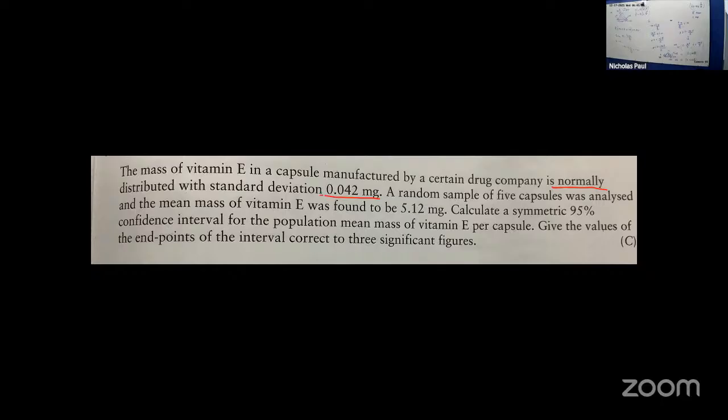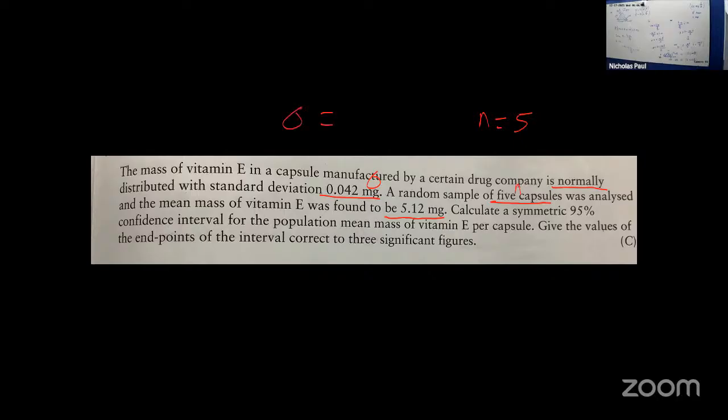They gave us a random sample of 5 capsules. A random sample of 5 capsules was analyzed, and they gave us a mean. The mean was found to be 5.12. What is that 5.12? Which symbol is it? Mu? No, mu is the population mean. That's your X bar. So you have n here, and n appears to be 5.